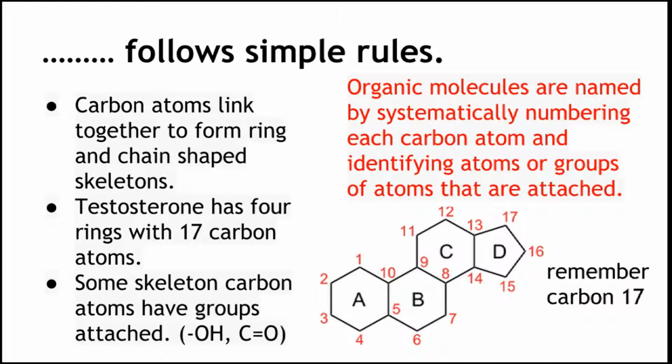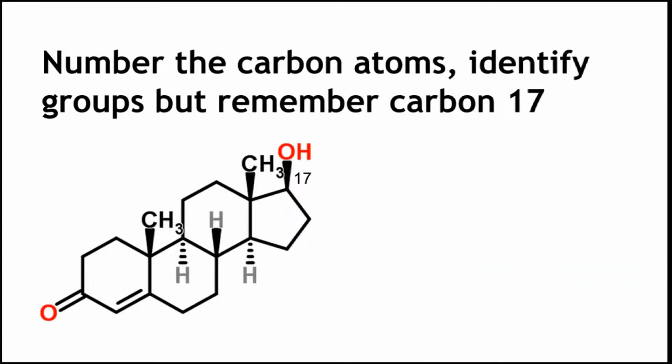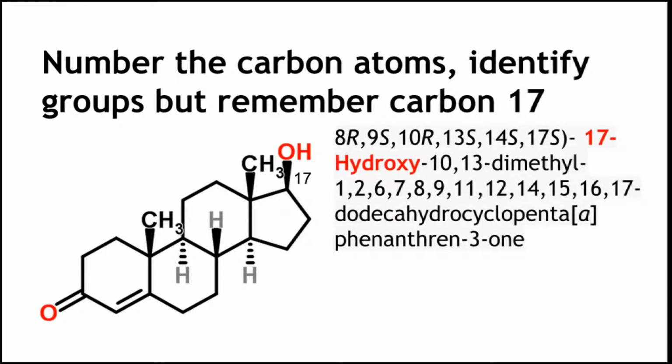To name a steroid, all we have to do is start with carbon 1 and say exactly what is attached to that carbon atom. And then we go through the rest of the carbon atoms all the way to number 17, stating exactly what is attached to each carbon as we go. And once we've done that, we have systematically named a really complicated molecule. The 17th carbon atom has got an OH or hydroxy group attached, and you can see this in the name.